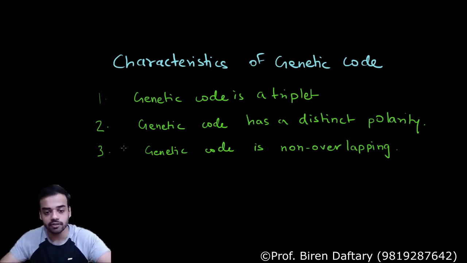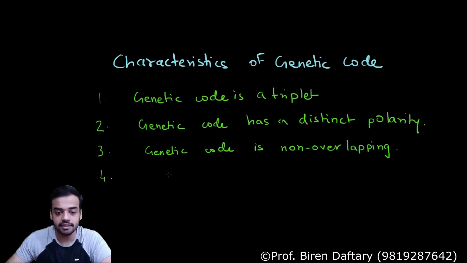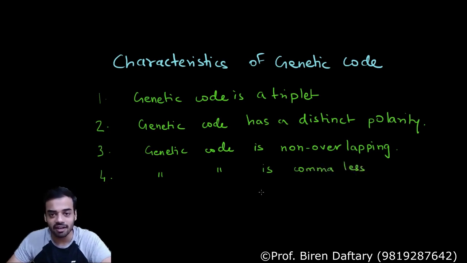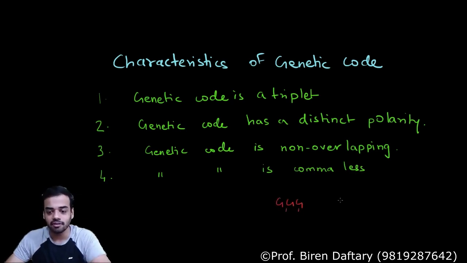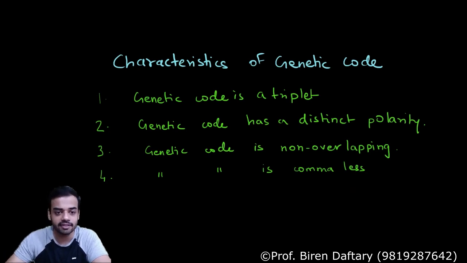Okay. Now the fourth character is that genetic code is commaless. Now this is a very easy point. Basically, when you are writing a codon, you do not put commas between the nucleotides. When you write AUG, do you put commas? No. Even when you are representing the mRNA, you do not put a comma, so it is commaless. Okay, simple point. So that is your fourth characteristic.